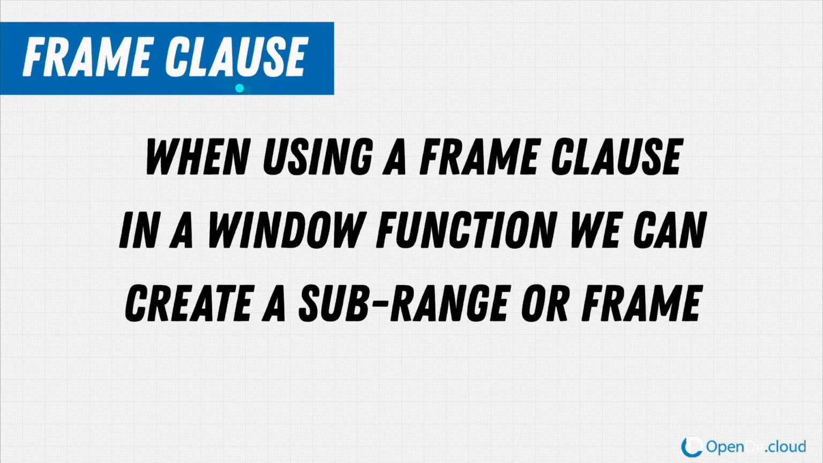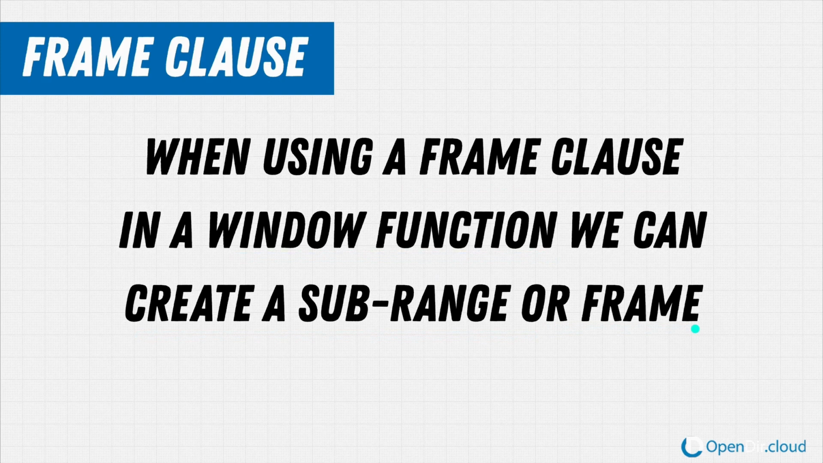We just looked at order by, and we saw that when we use it, it causes strange things to happen. And those strange things have to do with something we call framing in window functions. When you're trying to get deterministic results with your window function, and you throw order by into the mix, it may completely change the outcome of what you were originally doing. And that has to do with something we call framing. When using a frame clause in a window function, we can create a subrange or frame. A subrange or frame. What does that mean?